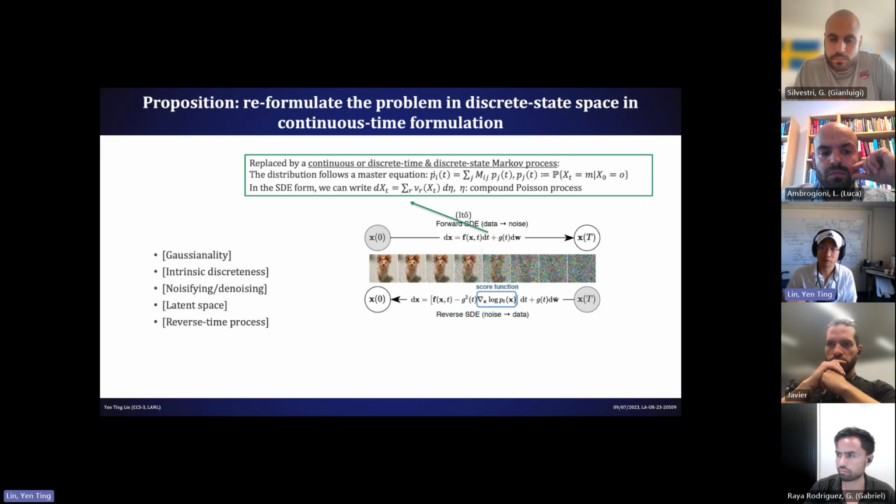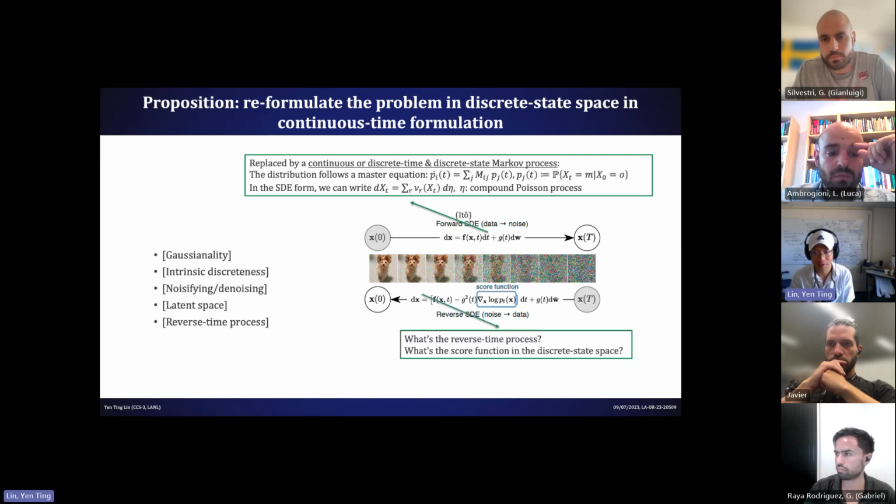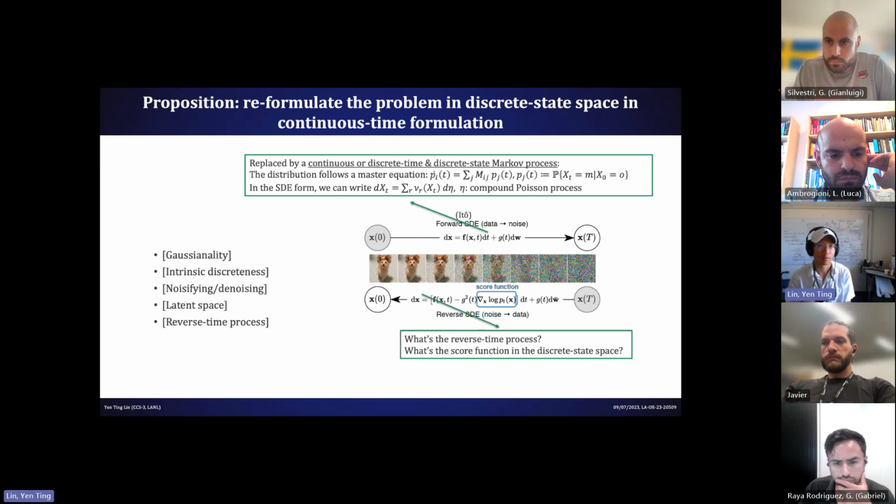And so formulating the forward process to noisify the data is straightforward. It's very easy. The key question here is, in the reverse, what's the reverse time process? And what's the score function? The key idea here is to learn this score function for the Gaussian diffusion process. But what is a score function in discrete state spaces? We just do not know. So what is the learning target? Like throwing this problem to neural nets, how do we write down the learning target and the loss function, etc.?